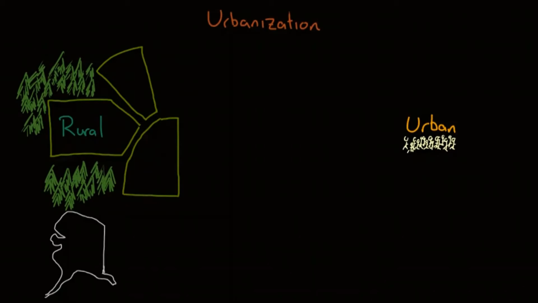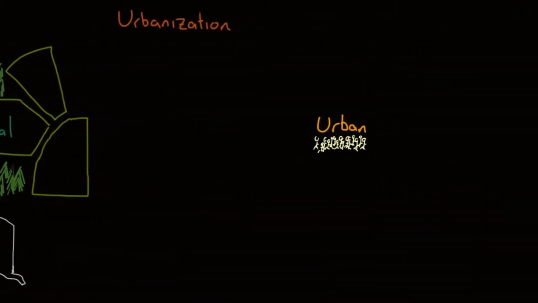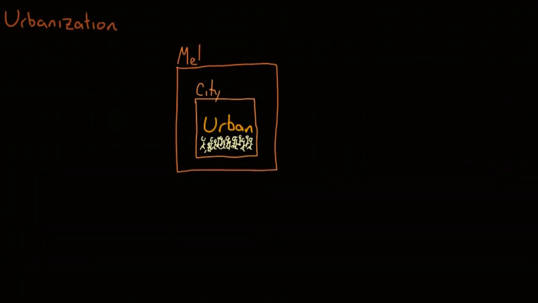From here, it gets interesting. There are a bunch of different levels of urban areas as you get more and more people living there. Cities have 50,000 people or more. If the urban area grows to more than 500,000 people, then it's classified as a metropolis.